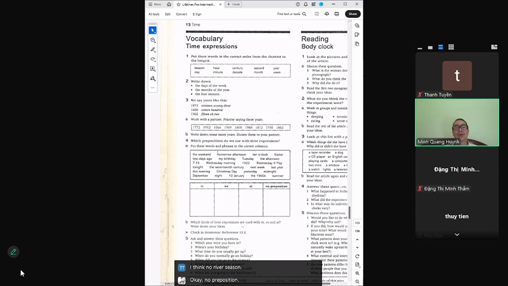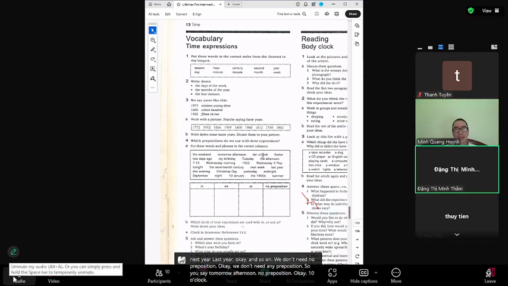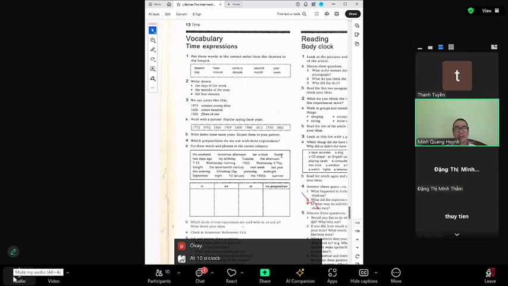Right, when you have words like tomorrow, yesterday, next month, next week, next year, last year, and so on, we don't need any preposition. So you say tomorrow afternoon, no preposition. Okay? 10 o'clock. At 10 o'clock. Yes. Okay.